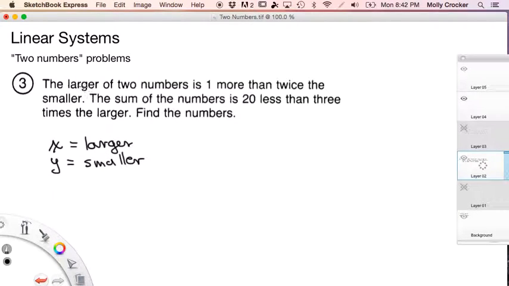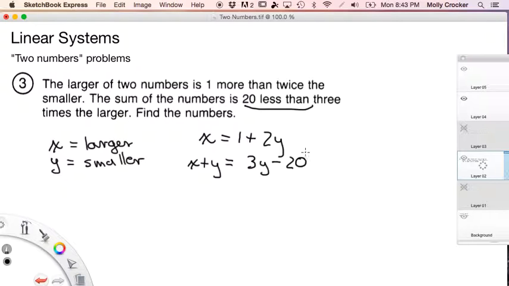So now we know which one's larger. The larger of two numbers, well, how did we say that? We said it with an x. The larger of two numbers is 1 more than, so 1 added on to, twice the smaller, 2y. The sum of the numbers, x plus y, is 20 less than. Now this 20 less than piece comes after the next phrase. That's just how we handle it. 3 times the smaller, so 3y minus 20. There's your equation. And we've got variables kind of scattered on both sides of the second one.